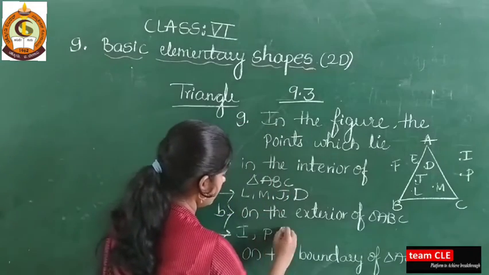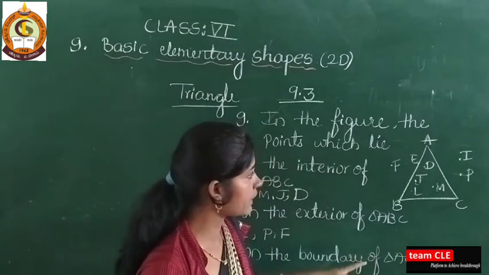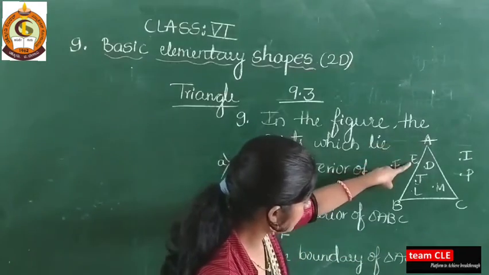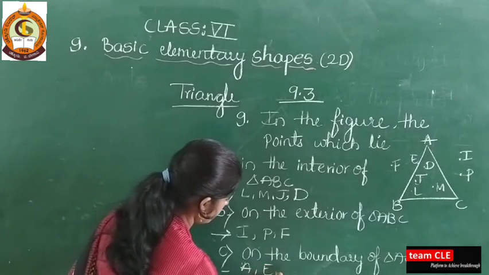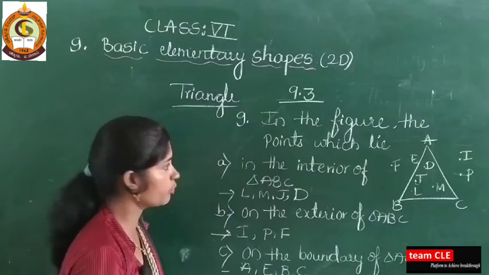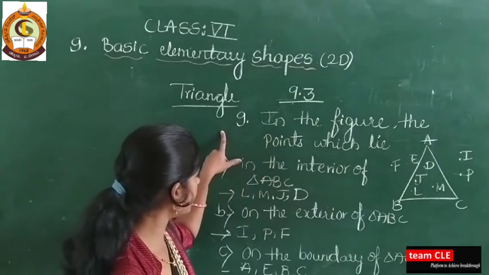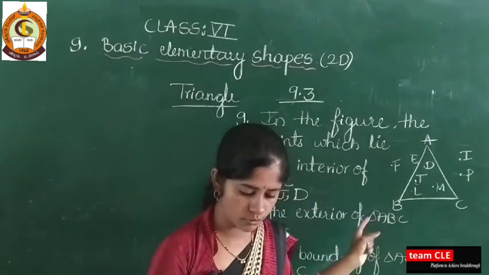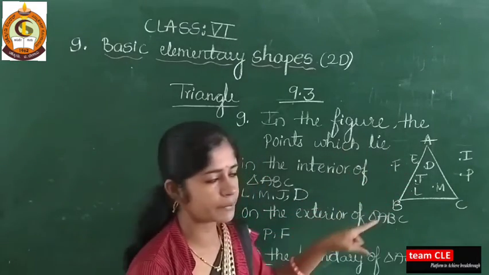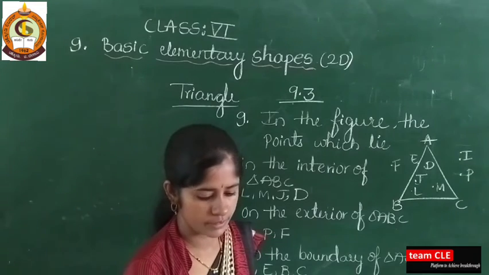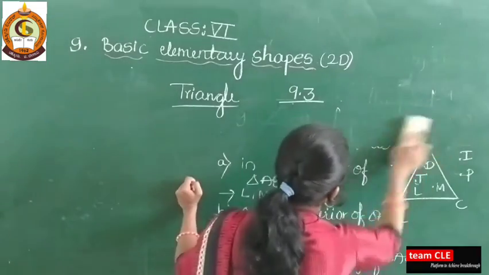Yes, then on the boundary of triangle ABC, which are there? See, A, E, B and C. I hope you understood this. Very easy, that is from exercise 9.3, 9th main. Here the question is asked like this. You have to solve, okay, very easy. Interior, exterior and boundary of triangle ABC: identification is important here. Next, here one more question they asked, that is 8th main.